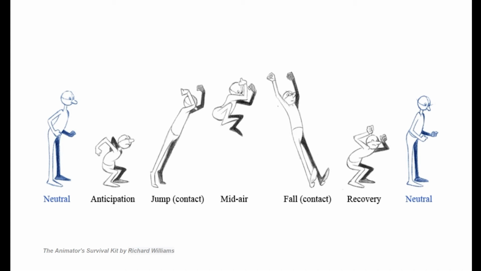Finally, we have a recovery pose, which has some squash and allows the character to absorb the weight. The momentum is pushing the character forward and down to the ground. The arms swing forward to help balance the weight. And then finally, we're back to our neutral pose, which is kind of a transition pose.